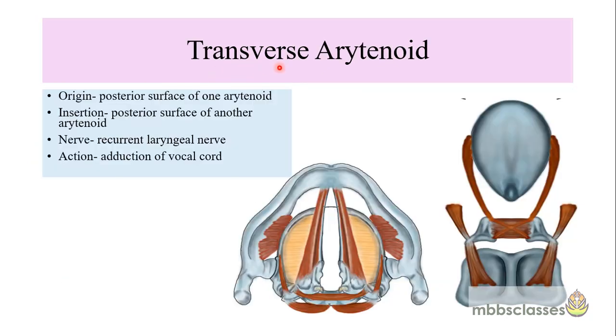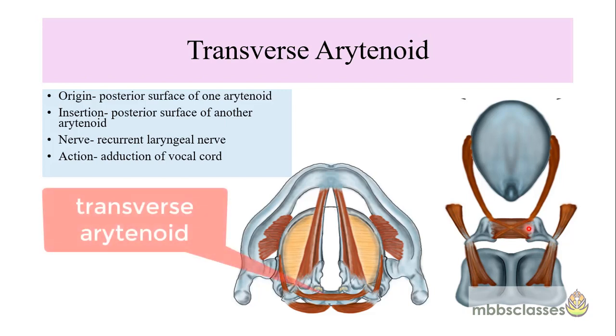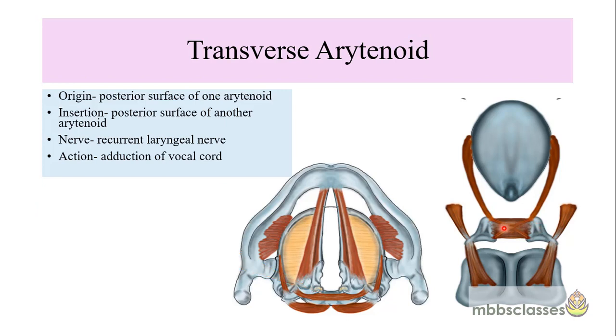The next one is the transverse arytenoid muscle. As the name suggests, it is a transverse muscle. This is the transverse arytenoid that connects the opposite arytenoid cartilages. The origin is the posterior surface of one arytenoid and the insertion is to the opposite posterior surface of the other arytenoid. Nerve supply again is the recurrent laryngeal nerve, and when it contracts it brings both arytenoid cartilages closer to each other, which leads to adduction of the vocal cord.